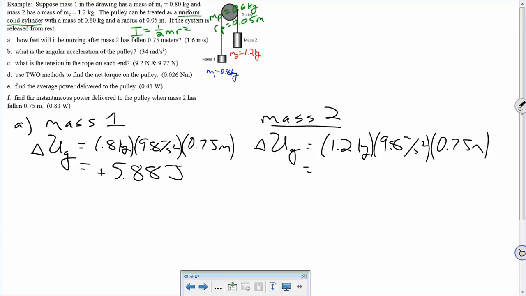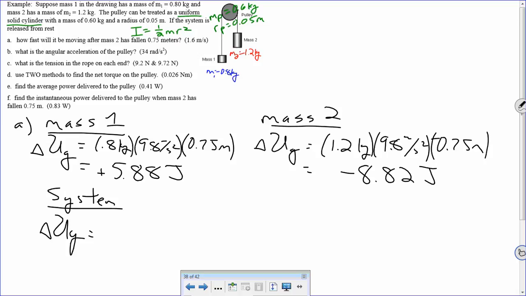So if you do this, you get 8.82 joules. But there's an important difference. Other than the fact that numerically they're different, it's negative, right? Because mass 2 is going to go down 0.75 meters. Therefore, we're going to lose that much gravitational potential energy, right? So for our system as a whole, our change in gravitational potential energy is going to be these two things added up, right? This one gains this much, this one loses that much. So 5.88 joules plus negative 8.82 joules equals negative 2.94 joules.